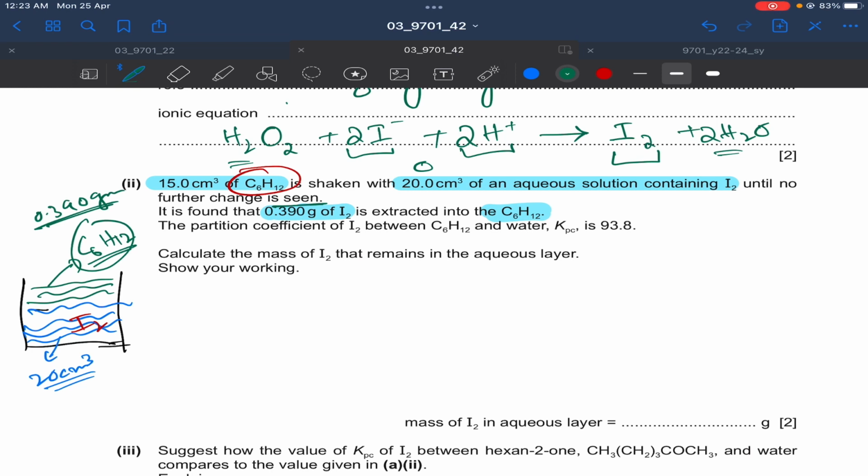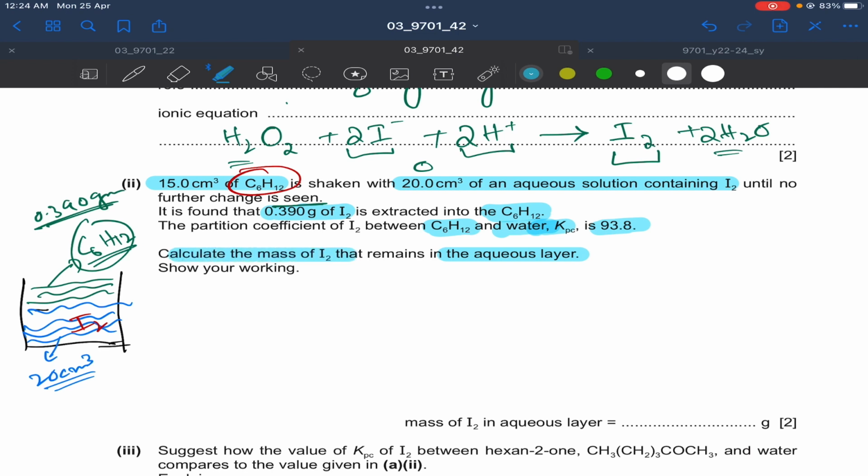And the partition coefficient of iodine between cyclohexane and water is 93.8. So it's a very high value of partition coefficient. So that means iodine is largely soluble in cyclohexane, right? So calculate the mass of iodine that remains in the aqueous layer.